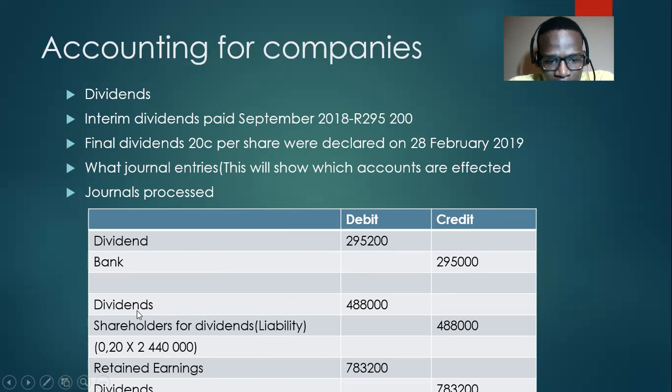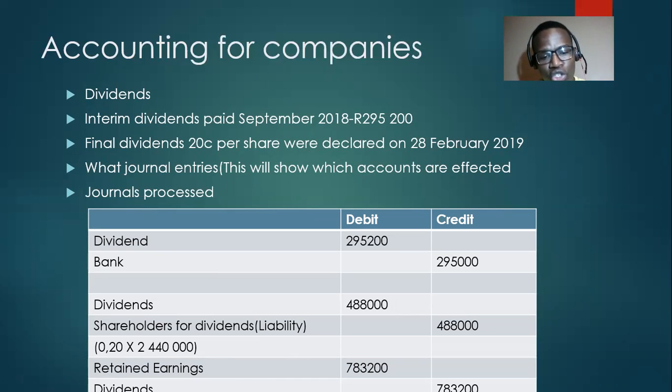Then the second part is final dividends being declared, but they were not paid. So if they're declared but not paid, it means the company has got a liability. So at 28 February 2019, the company has got 2,440,000 shares and they paid 20 cents. Saying it's 20 cents times 2,440,000, it gives you 488,000, right? So it's going to be debit dividends, credit shareholders for dividends. Then remember, we said a dividend is not an expense. It's a transaction that relates to owners' equity or that relates to shareholders.